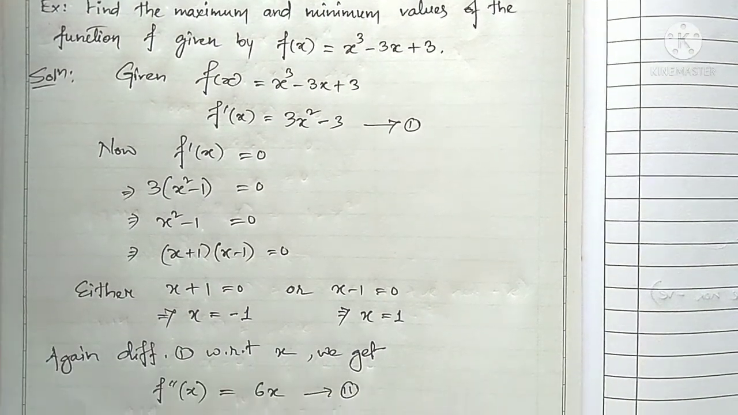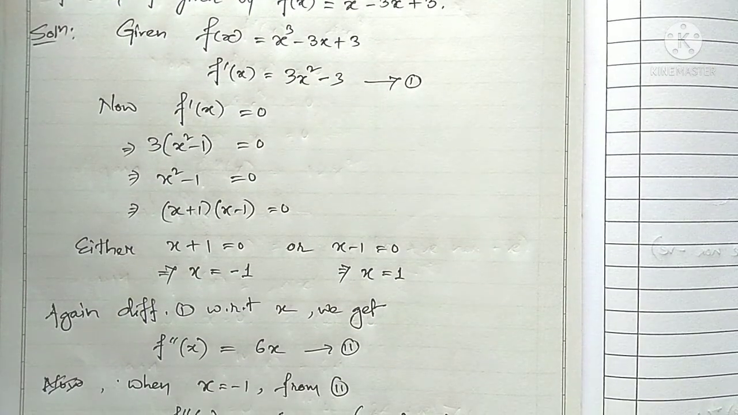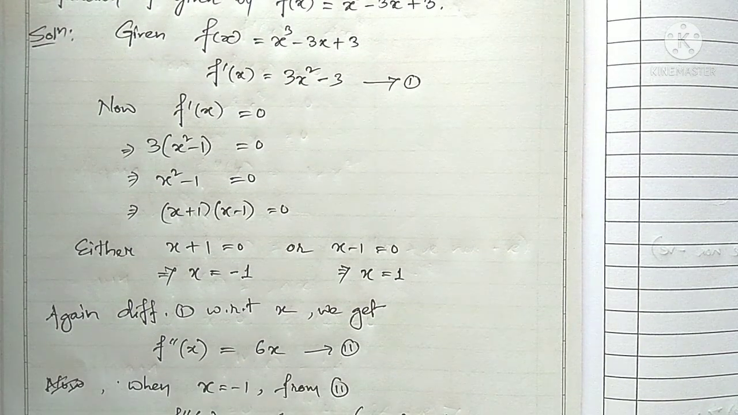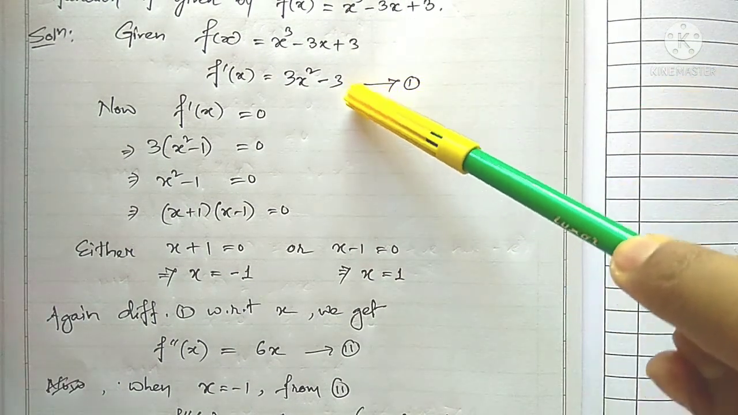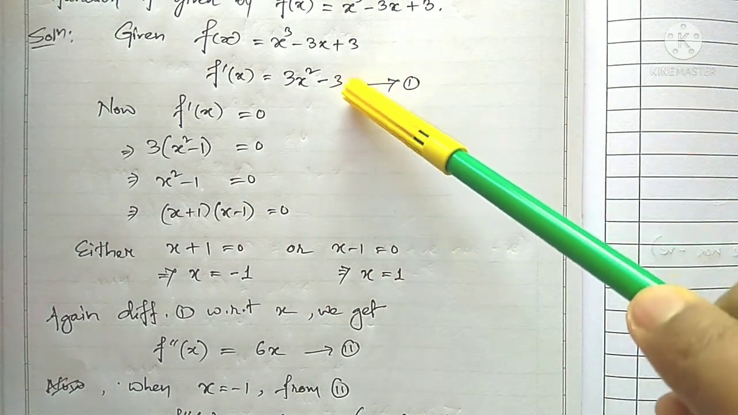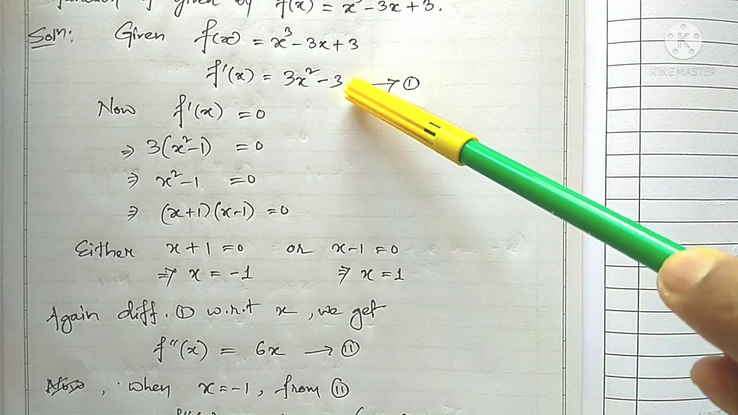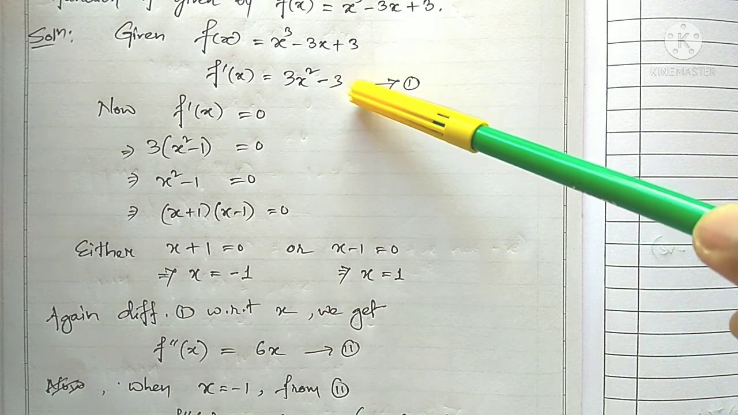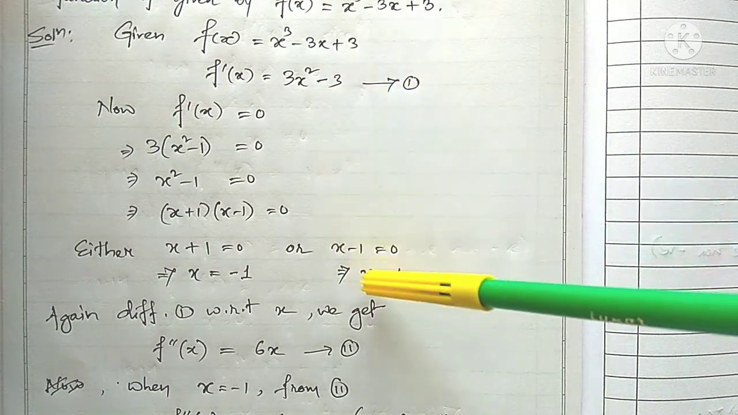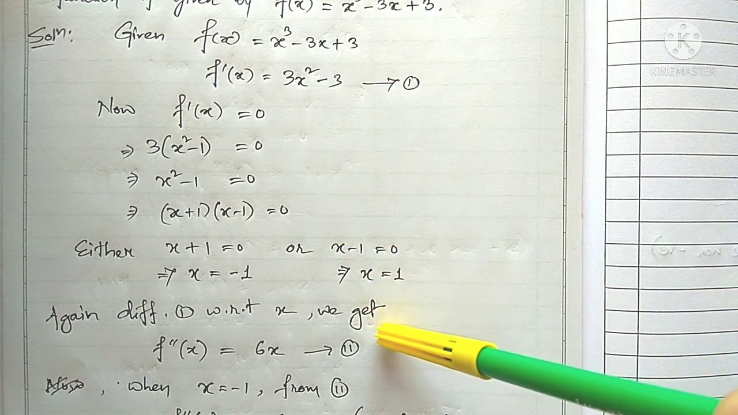So after finding the critical points, what you have to do: we differentiate at first, f dash of x equal to 3x square minus 3 we get here. You see here, this function again we have to differentiate. This one again we have to differentiate in the second derivative test. After the critical point, this one is the first step.